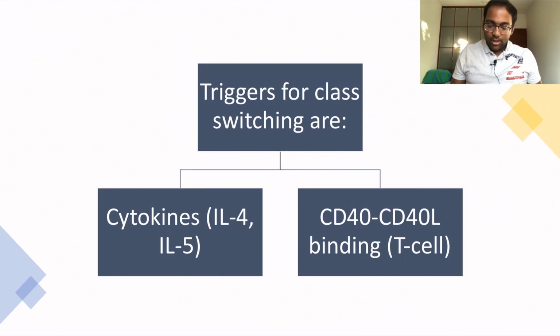Now, what are the triggers for class switching? We have cytokines, interleukin 4 and interleukin 5, very important to know. And we have CD40 and CD40 ligand binding. These are the triggers for class switching.